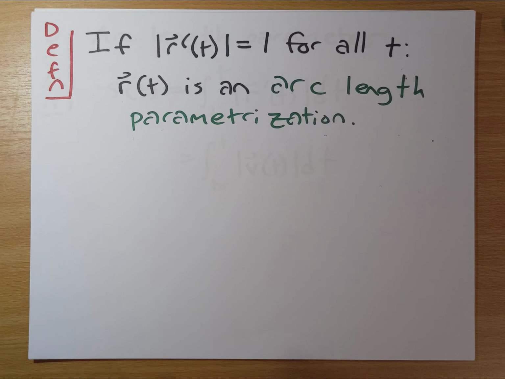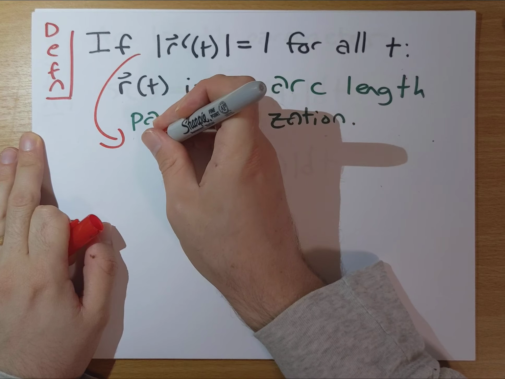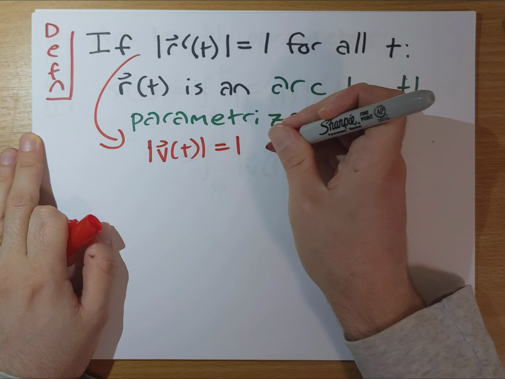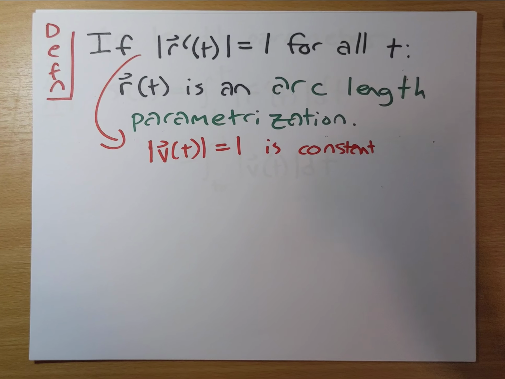So after all of that ado, here's our definition. If the magnitude of r prime of t is equal to 1 for all t, then r of t is what we call an arc length parameterization. This is saying the magnitude of v of t is constant. The speed is constant, and the speed is equal to 1.